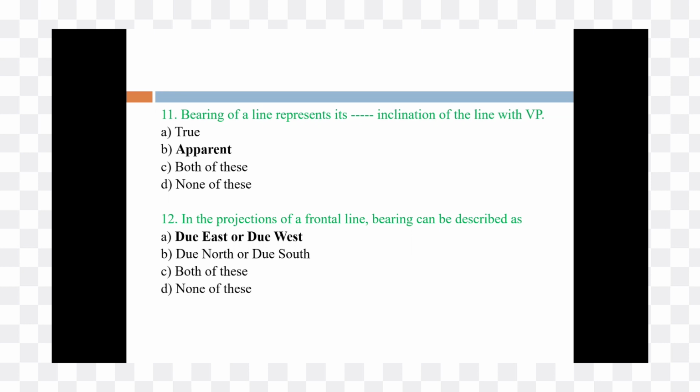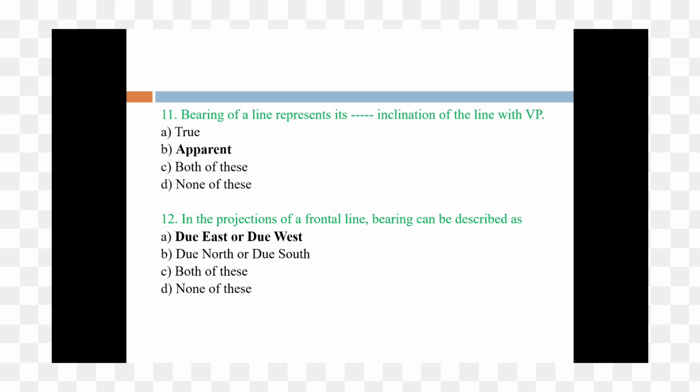So whatever these MCQs are, number 10 and 11, these are just the definitions of grade and bearing. If bearing is there, it must indicate the apparent inclination of the line with VP. And if grade is there, then it must indicate the true inclination of the line with the HP, in the front view. Then next one, that is the 12th one.